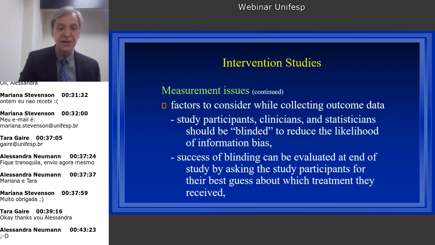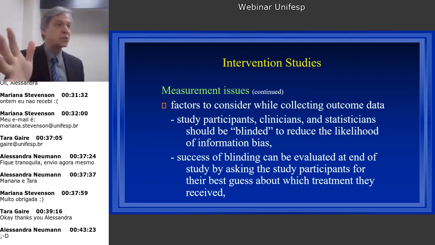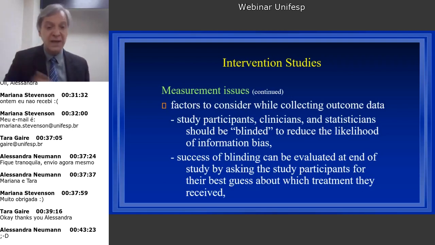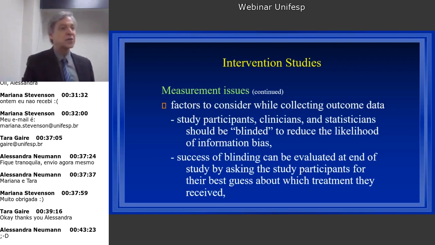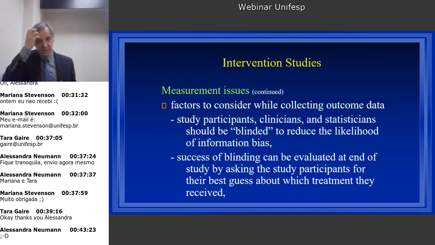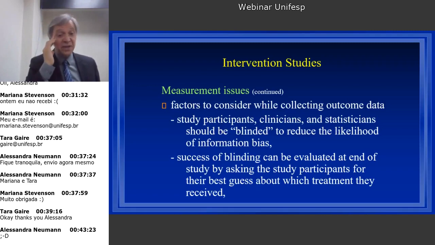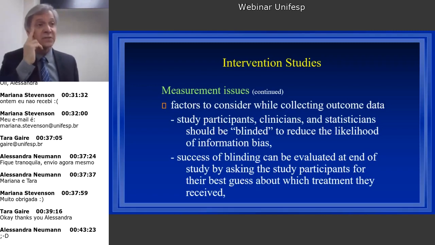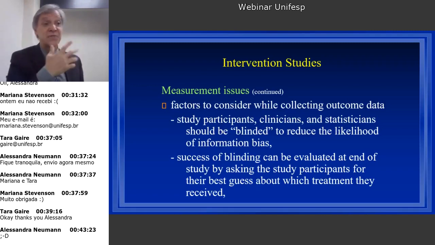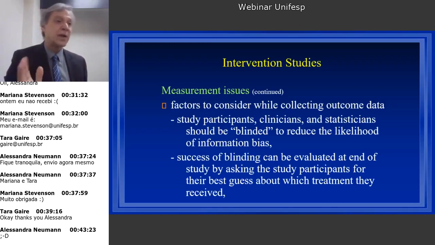Participants, study participants, clinicians should be blinded. I mentioned this to you earlier, over and over again. You should blind them. They should not know. They're collecting data, but they don't know, to reduce the likelihood of information bias. Blinding can be evaluated in the study by asking participants for their best guess about which treatment they received. And we did that. Okay, it's very important, because if the absolute majority don't know what they received, you're guaranteed that here and there might be one that knows.